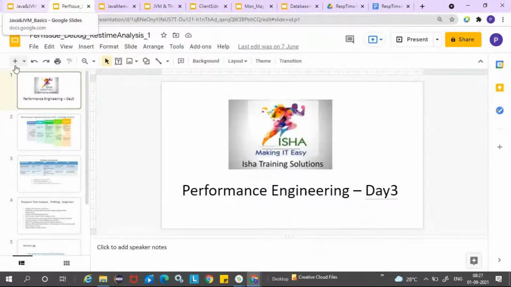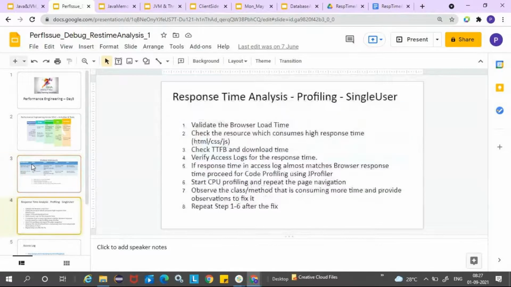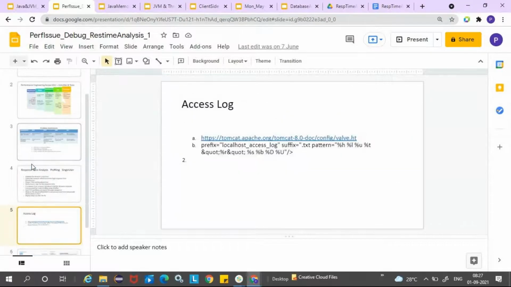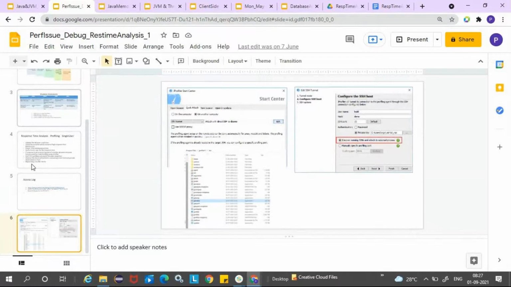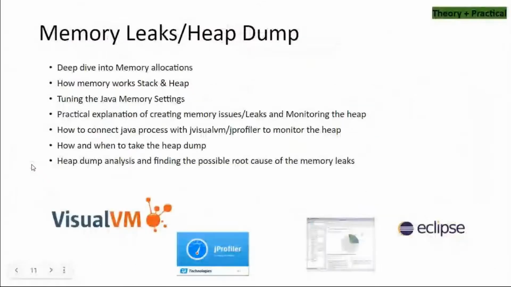Okay, so this is what I was mentioning about response time analysis. We'll take the problem statement, assuming that we are in a project to optimize the response time and optimize the memory as part of early performance engineering. Then we'll do these profiling steps, making use of JProfiler, the Tomcat access log, and the developer tool to analyze the problem. Similarly, the next step is to optimize your memory.